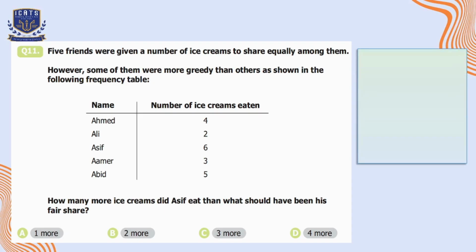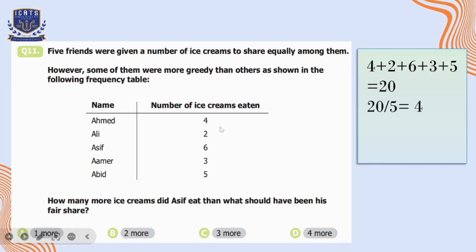Okay, to calculate that, first of all, we are going to add the number of ice creams which were eaten by the friends. The total is 20. It means 20 ice creams were eaten in total. And there are 5 friends. So let's divide 20 by 5. That is equal to 4. So we can say that each one of them should have eaten 4 ice creams to have their fair share.